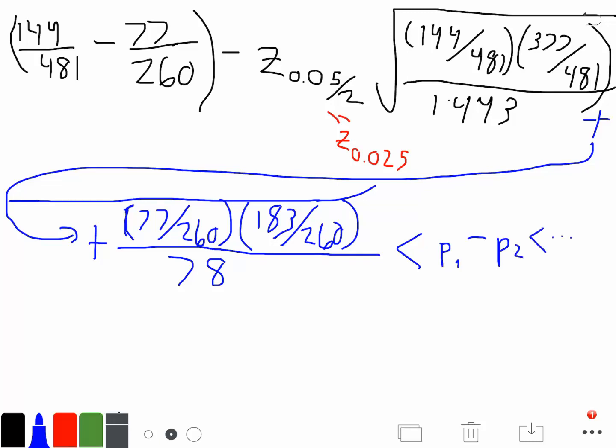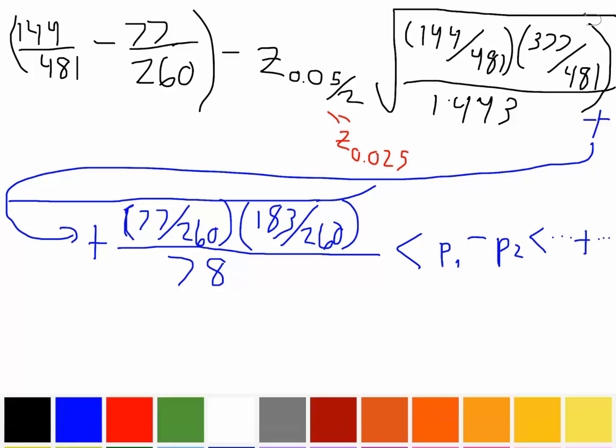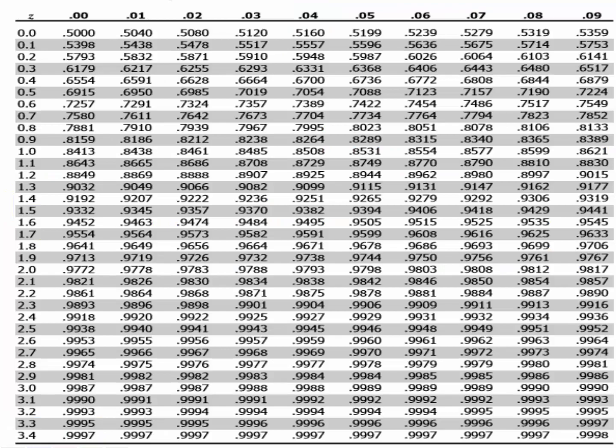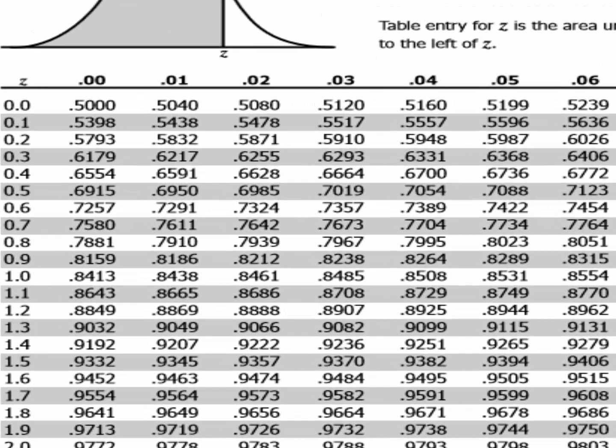But that's less than P sub 1 minus P sub 2, less than the exact same thing with a plus. So let's go ahead and type this in the calculator. And when you do, make sure you put 780 instead of 78 on the bottom. Now, to save us some writing, and to save me from making more errors while writing, we're just going to write this Z sub 0.05 over 2 as 1.96. You can look up in your Z table and you will find that Z sub 0.025 is equal to 1.96.